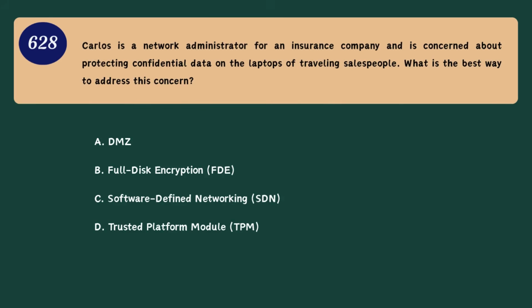Question 628. Carlos is a network administrator for an insurance company and is concerned about protecting confidential data on the laptops of traveling salespeople. What is the best way to address this concern? A. DMZ. B. Full disk encryption. C. Software-defined networking. D. Trusted platform module.